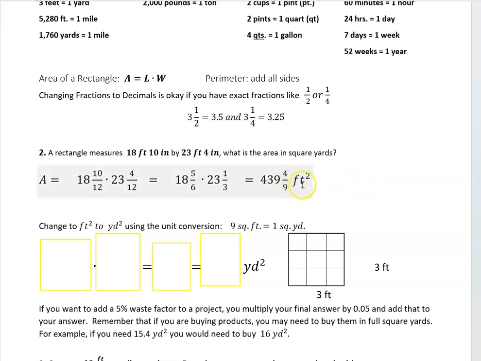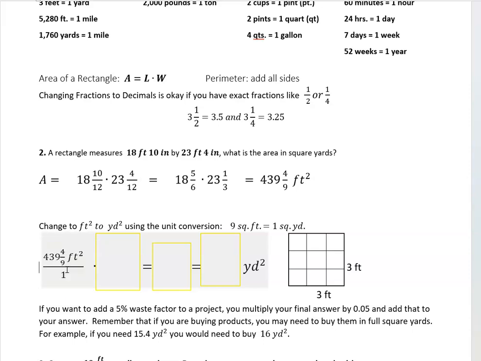Now, I don't want to leave it in square feet though. I got square feet because I'm multiplying feet times feet. But now I want to change it into square yards. When you have a square yard, think of this as 1 yard on each side. That's 3 feet because there's 3 feet in 1 yard. So I have 3 times 3 or 9 square feet. So there's 9 square feet in a square yard. So sometimes when people see feet, they divide by 3. But if you're talking about square units, you have to divide by 9.